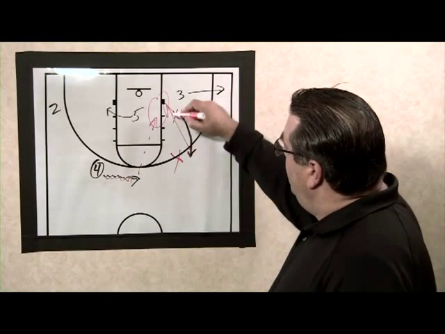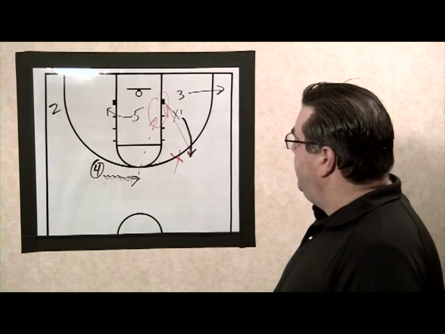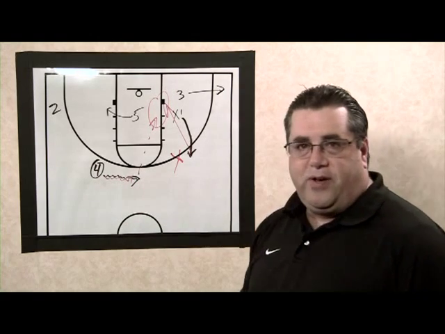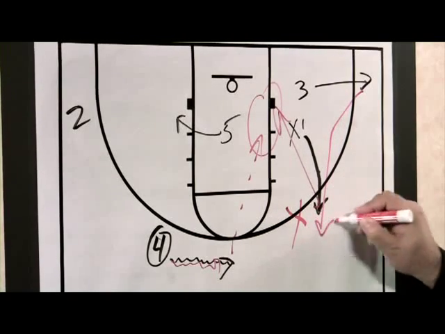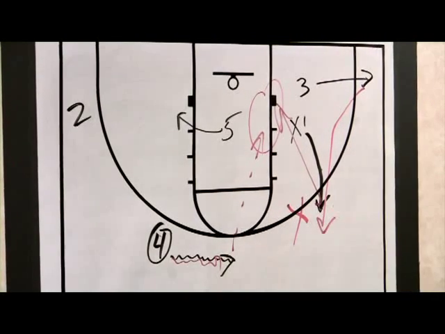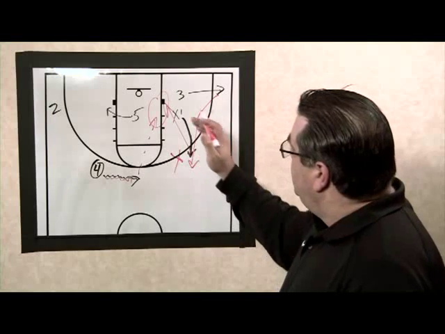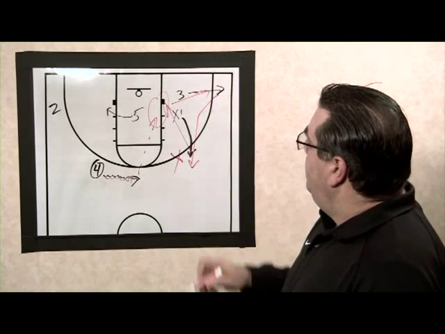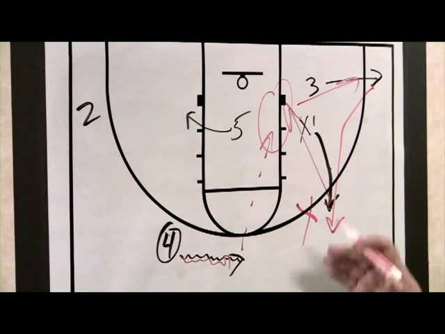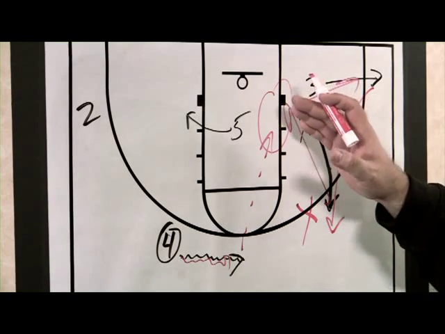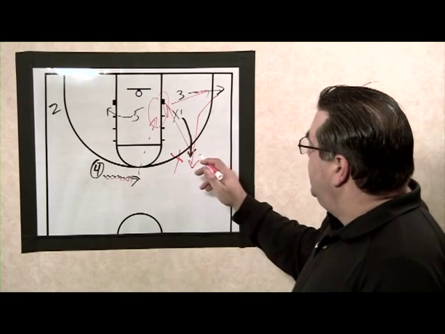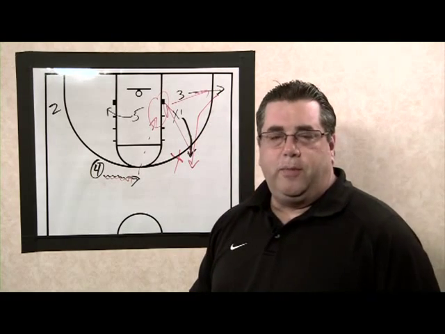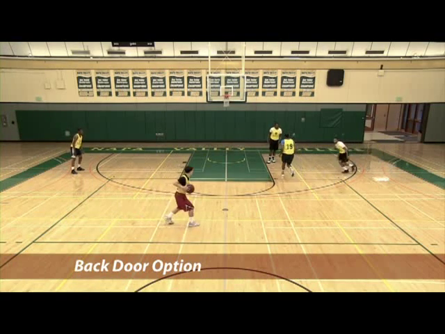As soon as number one makes the backdoor cut, sensing the pressure, the dribble pickup's always effective on backdoors. When X3 senses that, he's going to make an immediate cut and replace number one so we can stay in our offense. If one doesn't get the basketball, they're going to pop out to the corner. And now you see 3's replaced on top and we can continue our offense from there.